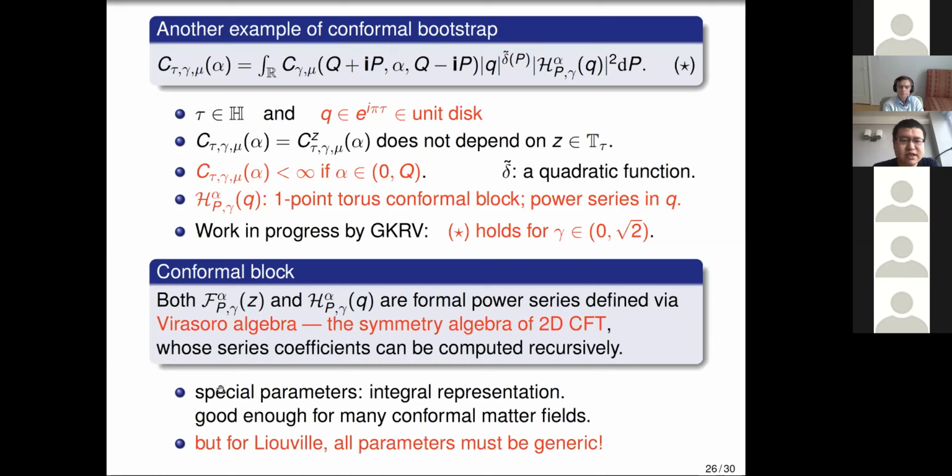So for some very special parameters, this conformal block has some integral representation. And this is usually good enough for many conformal field theories coming from the matter field of quantum gravity, such as the Ising model. But for the Liouville case, we have seen that all these parameters have to be generic. So in this general case, the conformal block is a quite complicated object.